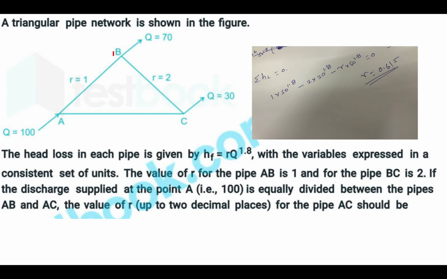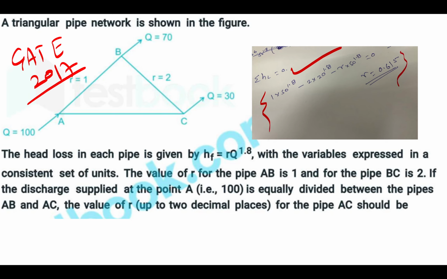I think GATE 2017. I think you can see it in the book. So we'll see this question before, and the answer is a one-line answer. But how will you get this concept? Without understanding the Hardy-Cross method, you're not able to solve this.